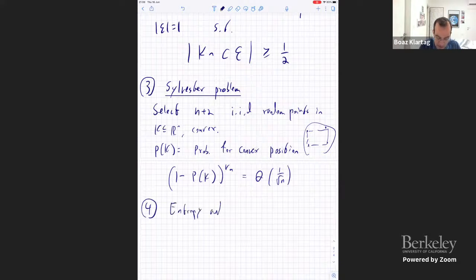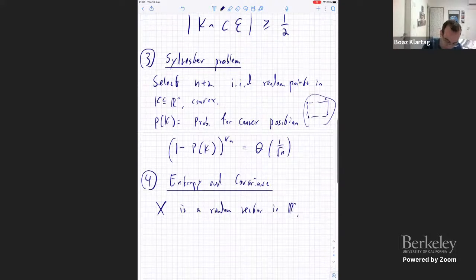So this is about log-concave random vectors. So suppose that X is a random vector in R^n with a log-concave density. Okay, so what is a log-concave density?